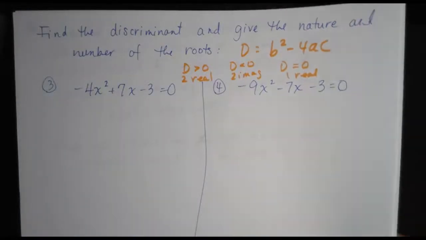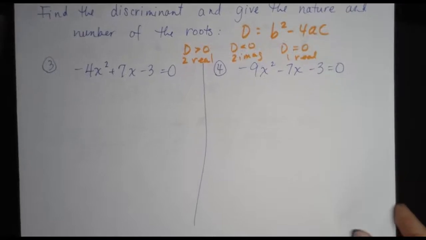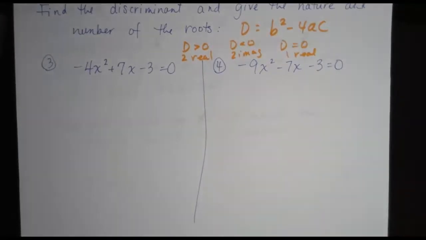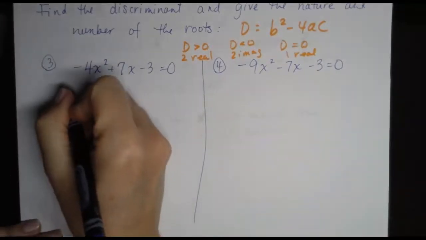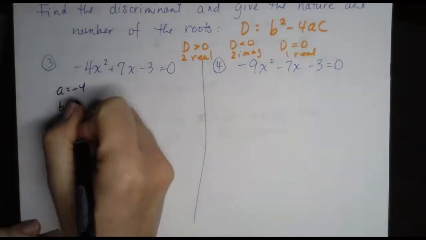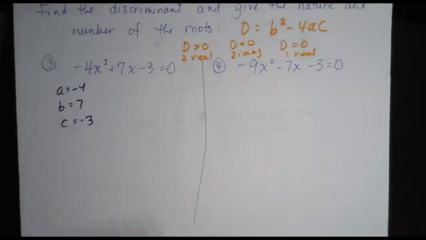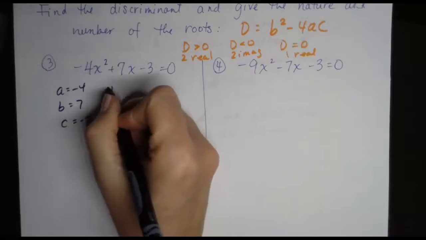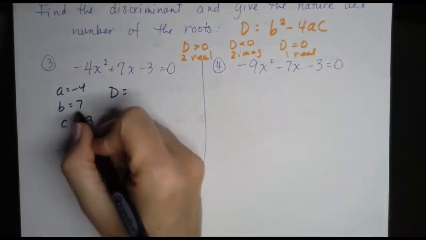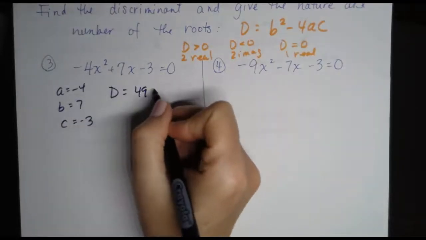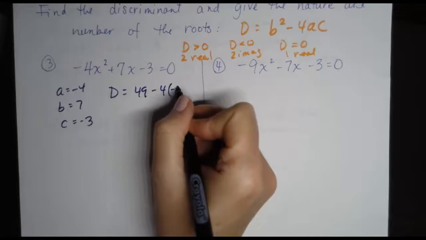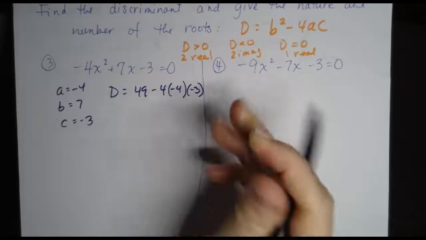So number 3 is set equal to 0. It's ready to go. Let's list A, B, and C. So A is -4, B is 7, and C is -3. Remember, we're not solving here. We're just finding the discriminant. The discriminant equals b squared, so 49 minus 4 times A times C.